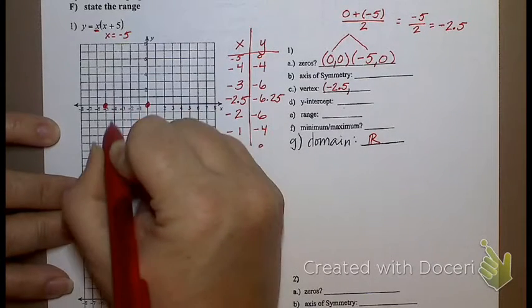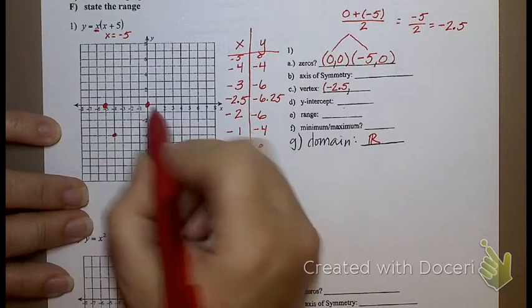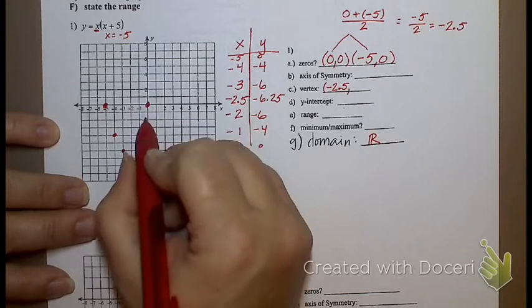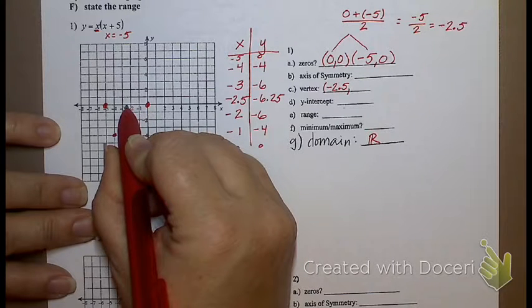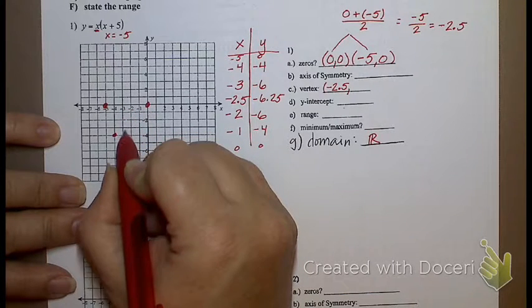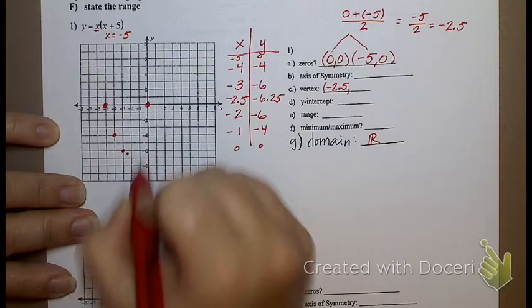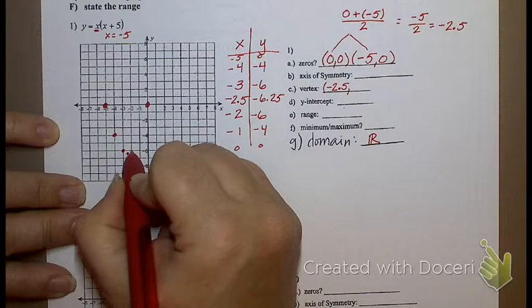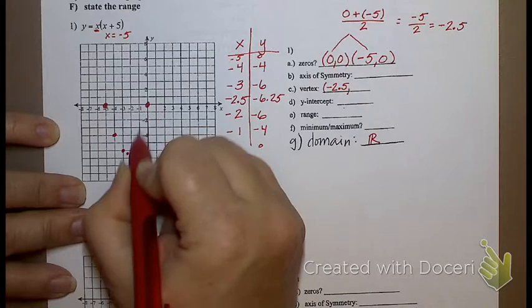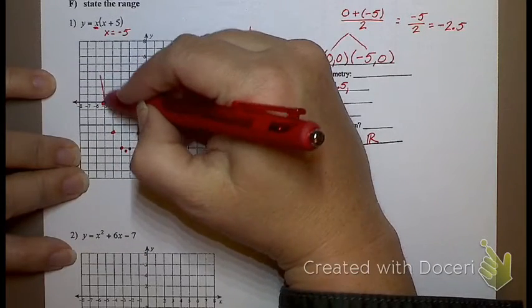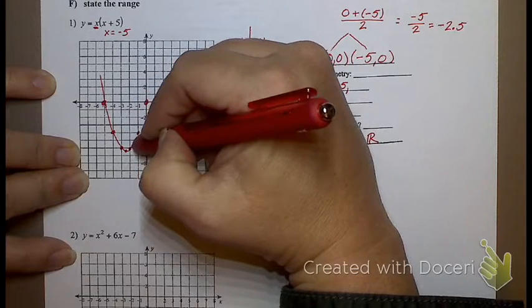So -4, -4, -3, -6, -2.5. Be careful, that's between -2 and -3. And -6.25. -2, -6, and -1, -4. And because I had those intercepts graphed, I actually have 7 points to connect instead of just 5.